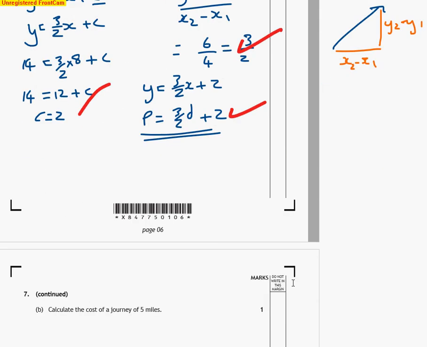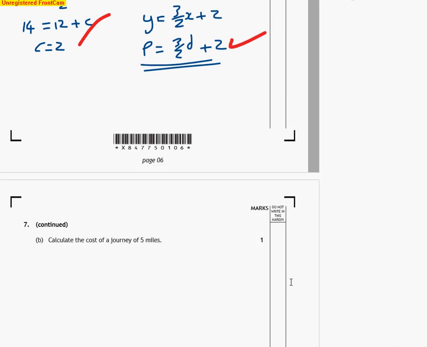So now calculate the cost of a journey of 5 miles. So 1 mark, dead simple. This is just checking you understand what you've done. Now again, if you didn't get the first bit right, you can still get marks here.